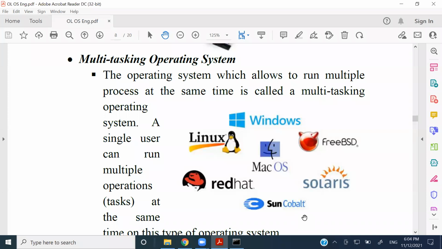If an operating system has the capability of doing several different tasks at a single time, at any particular moment, it is called a multitasking operating system, right?